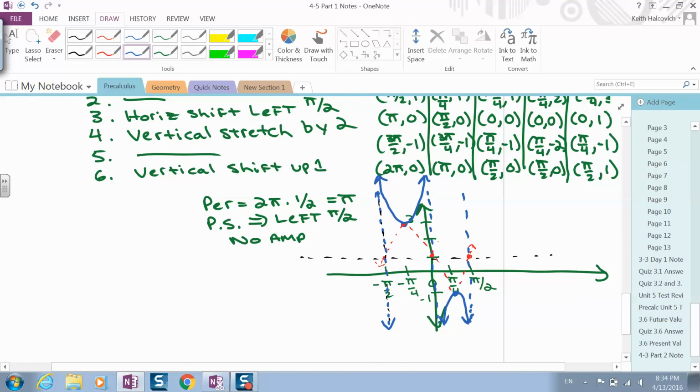And then if you need to, you could erase that in there, but you don't need to. But you need to make your cosecant graph darker than your sine graph.